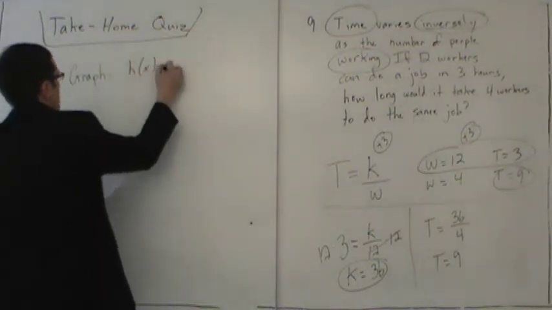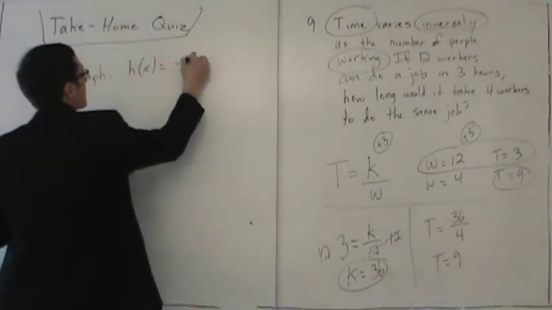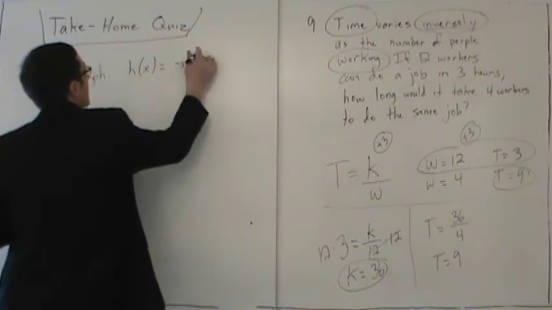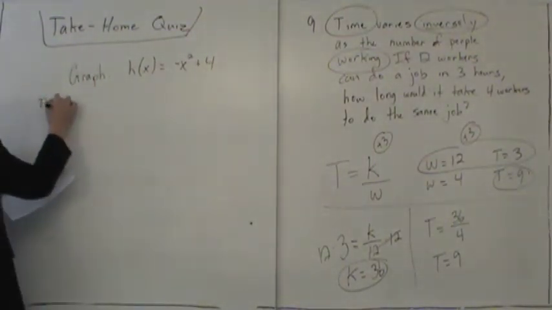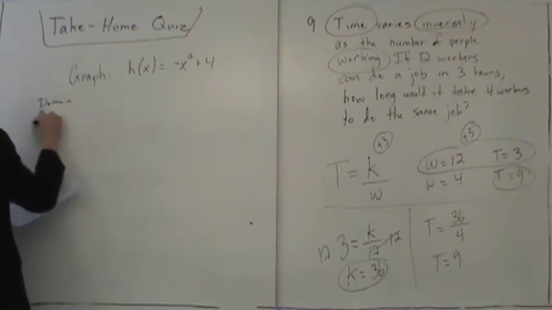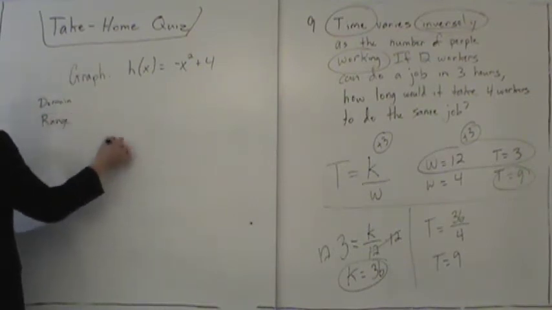H of x is equal to negative x squared plus 4. Okay, so first, now we also have to write domain and range. Let's go and write that, domain and range. Okay, we have to graph this.